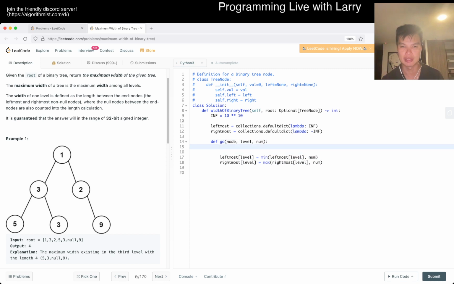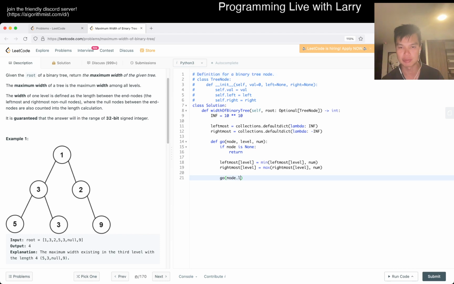And now I have to add some stuff, which is that if node is None, then we return, obviously. Otherwise, if node is not None, then we can just go node.left, level plus 1, num times 2 plus 1, and then again, same thing for the right. And then I think we should be good. We're going off root, level 0, and num 0 or 1, maybe 0 is good.